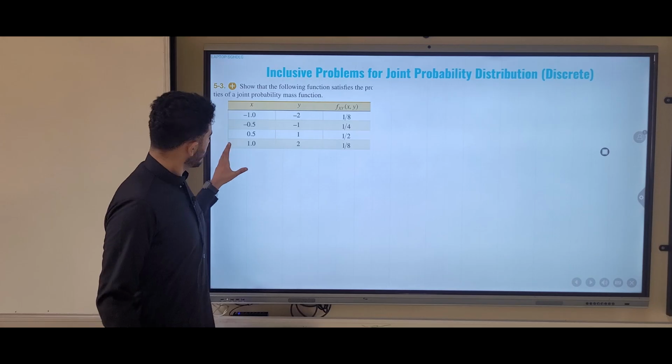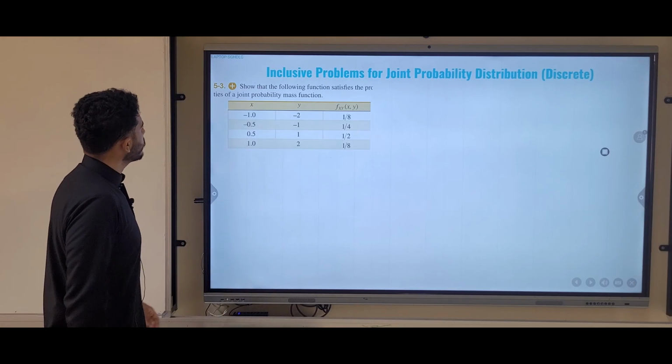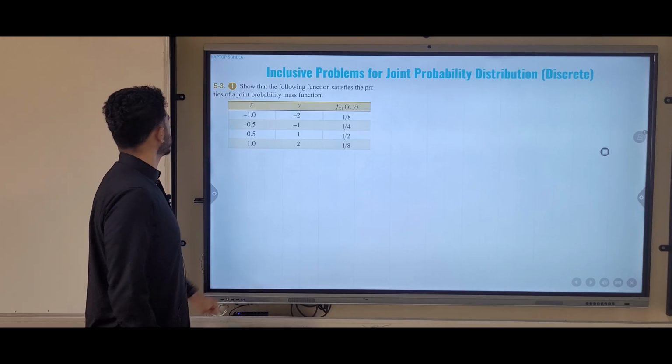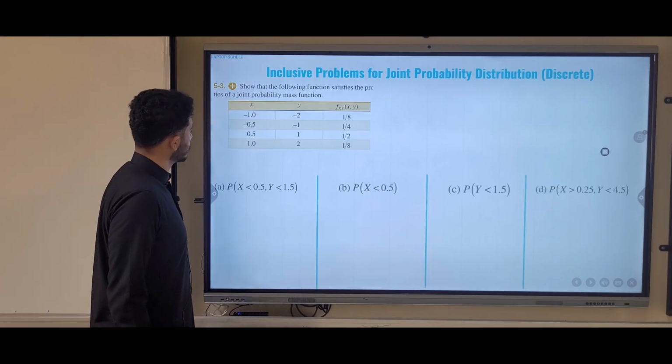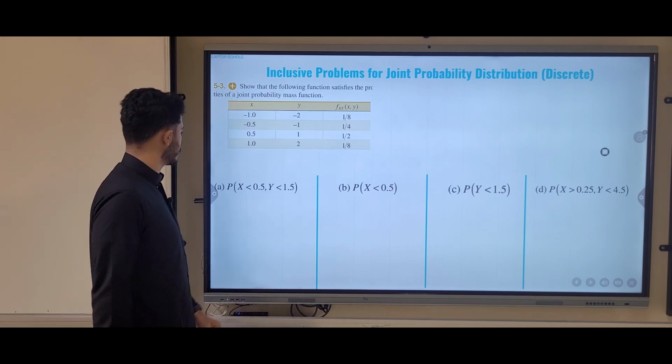So the question we have is question 5.3 from the electronic version of the book. Show that the following function satisfies the properties of a joint probability density function. Anyways, we're going to ignore that. We're going to just go straight up to the parts of the question that we have.